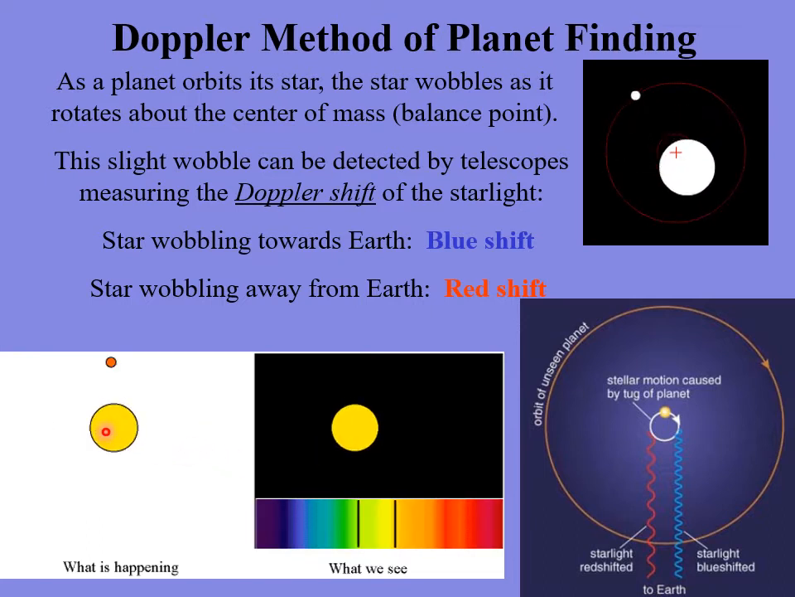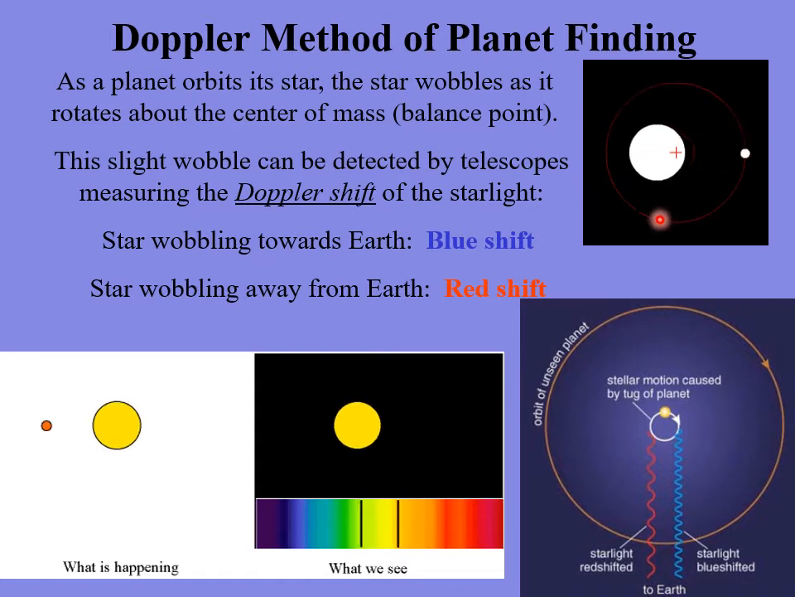And what makes a star wobble? Well, the only thing that can make it wobble like this is something orbiting it. So this is an indirect method of detecting planets around other stars.